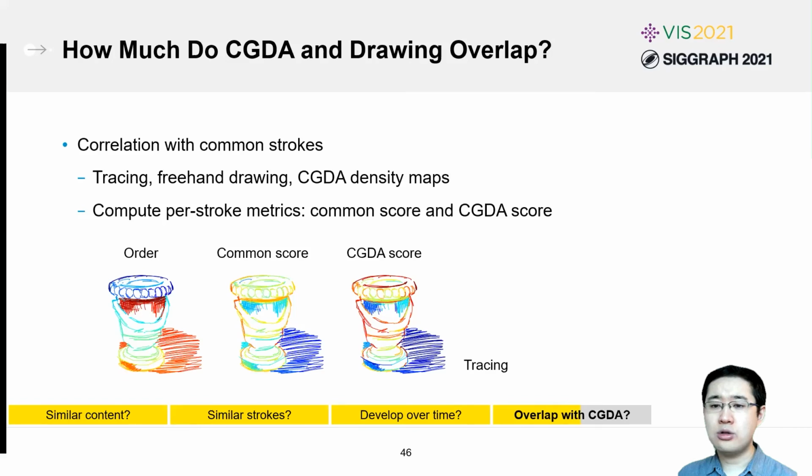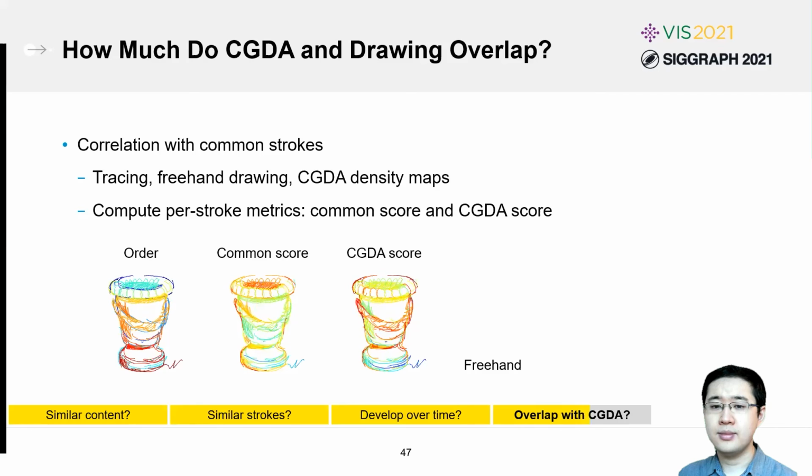We now examine how CGDA corresponds to common strokes. For each stroke, we computed the common score using drawing density to measure how well it covers commonly drawn regions. We also computed a CGDA score similarly. In tracing, we can see that early strokes tend to have higher common and CGDA scores. We observed the same trend in freehand drawing.